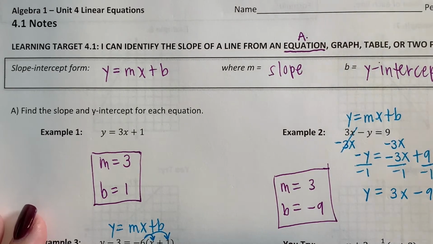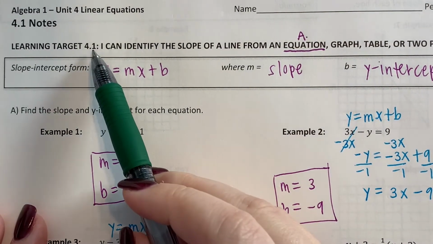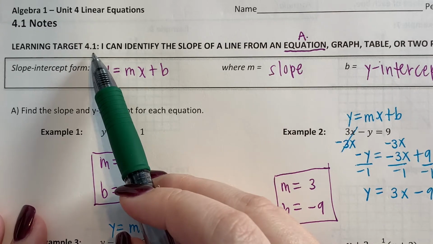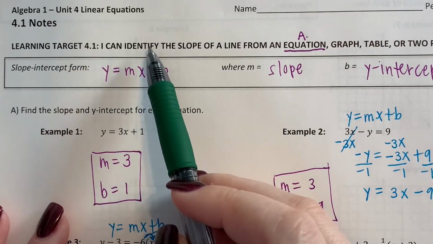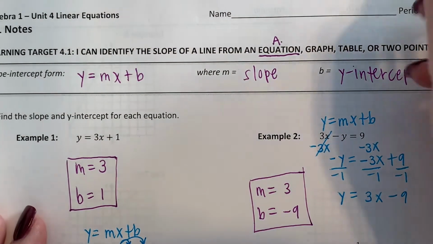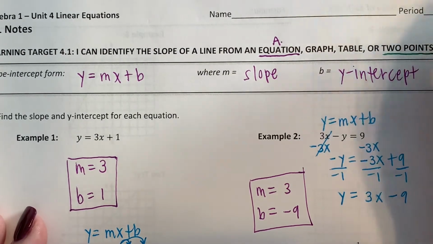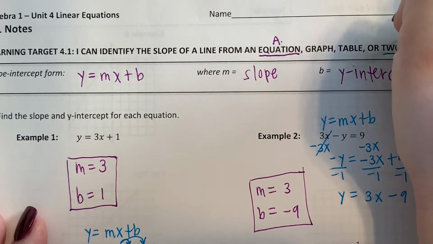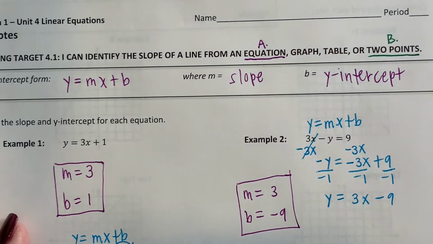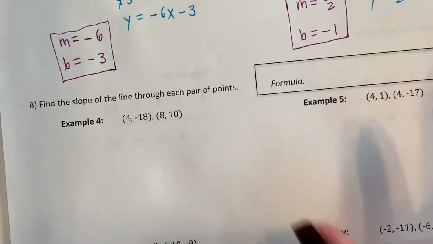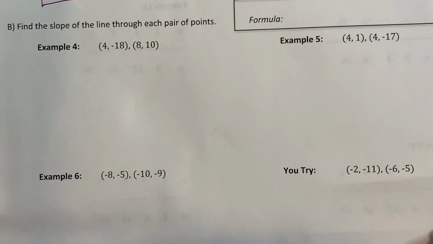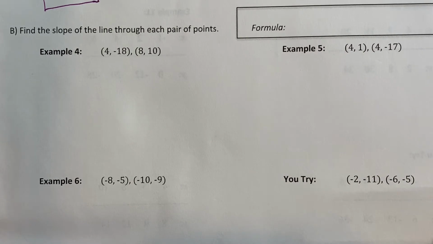Mrs. Boland here. We are still looking at Learning Target 4.1, but in this video, we're going to look at Part B, where we're trying to identify the slope of a line from 2 points. So 2 points is Part B. So I'm going to go ahead and skip right to Part B, and our directions tell us to find the slope of the line through each pair of points.